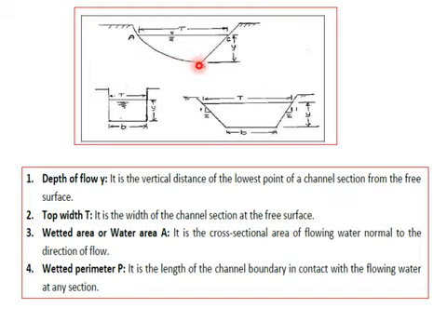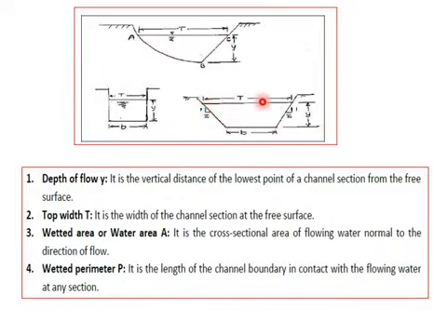First, depth of the flow. Depth of the flow is represented by y. It is the vertical distance from the lowest point of a channel section to the free surface. So this becomes the depth. Here in the rectangular section, this is the lowest point, this is the free surface. So the vertical distance from the lowest point of the channel section to the free surface is known as the depth of flow. Similarly here also, this y is the depth of flow.